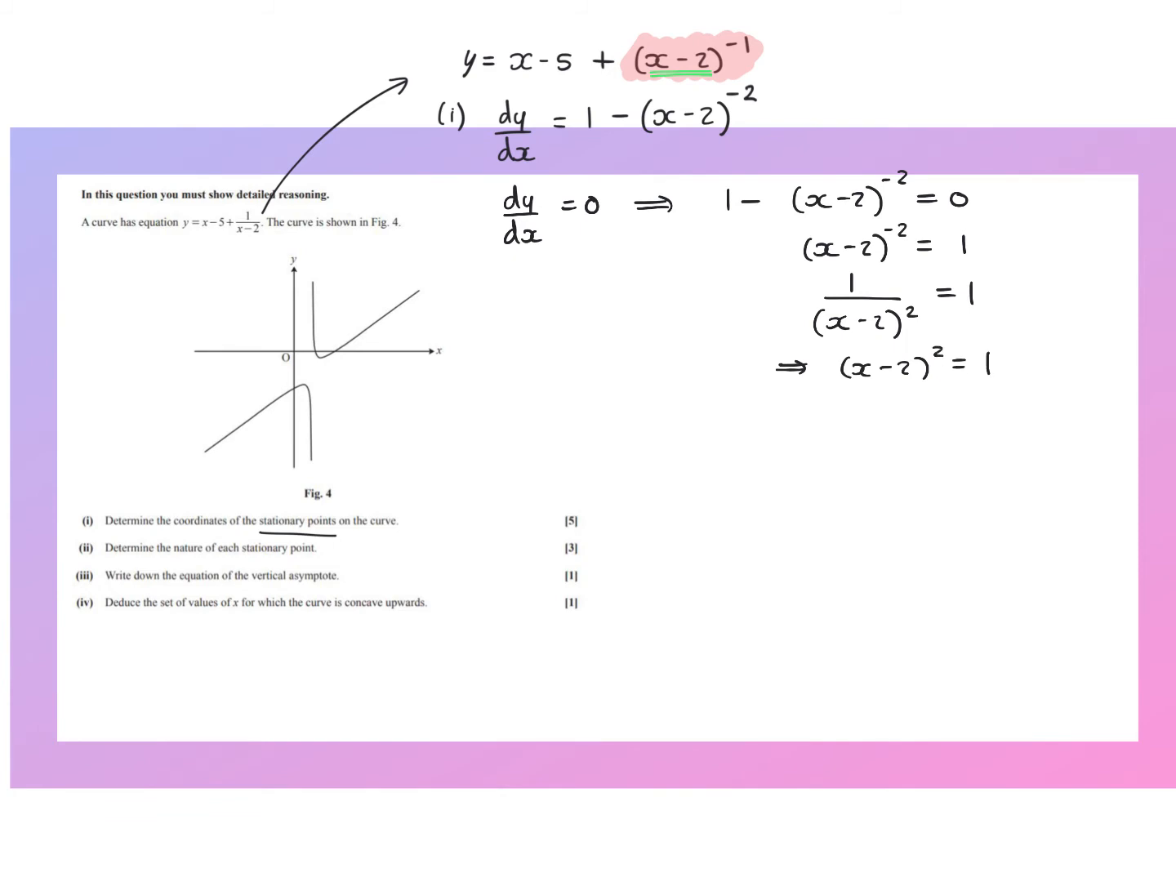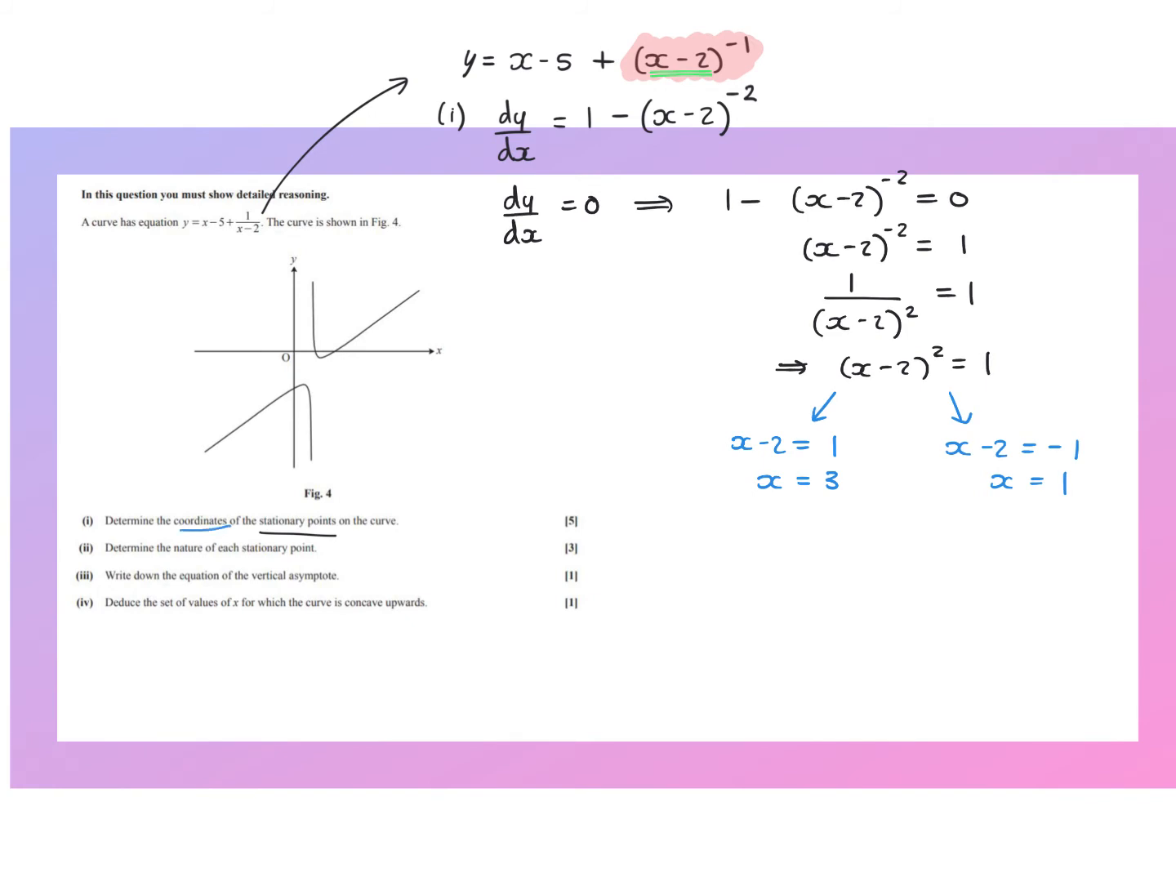Now, if we want, we can expand the brackets, simplify the quadratic, refactorise and solve, but it's actually a lot easier at this point to simply say that either x minus 2 has got to equal positive 1 or x minus 2 has got to equal negative 1. Square rooting both sides and remembering the plus or minus root of the 1. So x is equal to 3 or x is equal to 1.